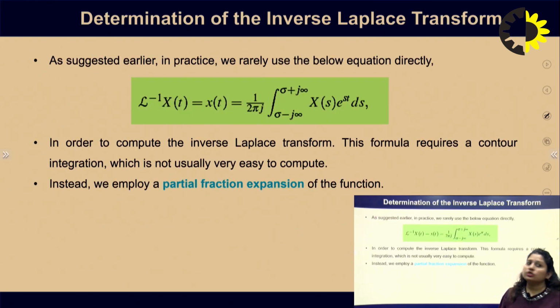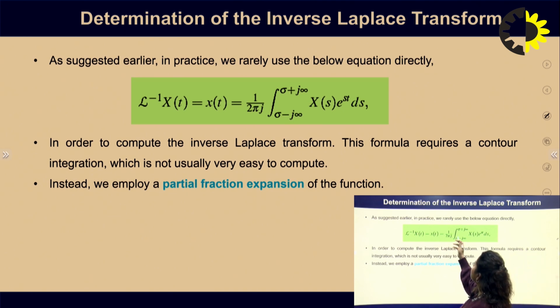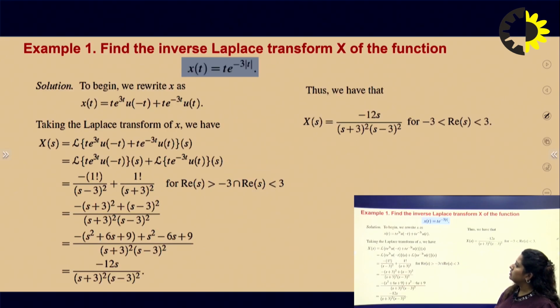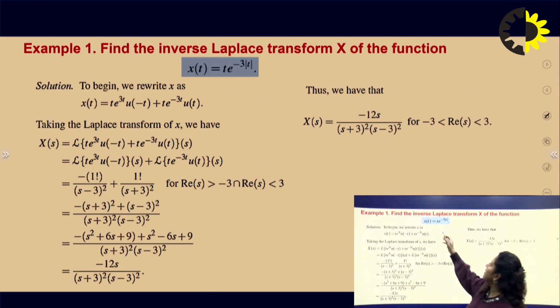So, determination of the inverse Laplace transform. For the inverse Laplace transform, we usually use this formula: x(t) is equivalent to 1 upon 2 pi j, integral from sigma minus j infinity to sigma plus j infinity of X(s) e to the power st ds. But in questions, we use the partial fraction method. So find the inverse Laplace transform of the function x(t) equivalent to t e to the power minus 3 mod t.